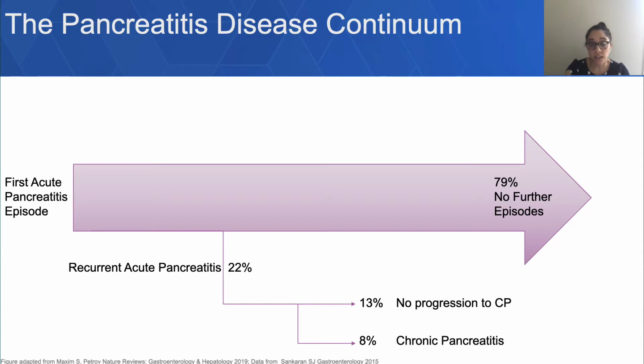Pancreatitis is considered a disease continuum. Based on data from a 2015 meta-analysis, 79% of people have no further episodes of pancreatitis after their first episode. The pooled prevalence of recurrent acute pancreatitis was around 22%, and among those who develop recurrent acute pancreatitis, 36% will develop chronic pancreatitis. The risk factors for progression to chronic pancreatitis include a history of continuous cigarette smoking and/or alcohol drinking.